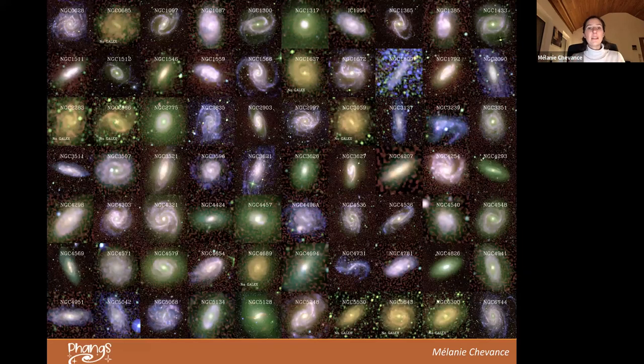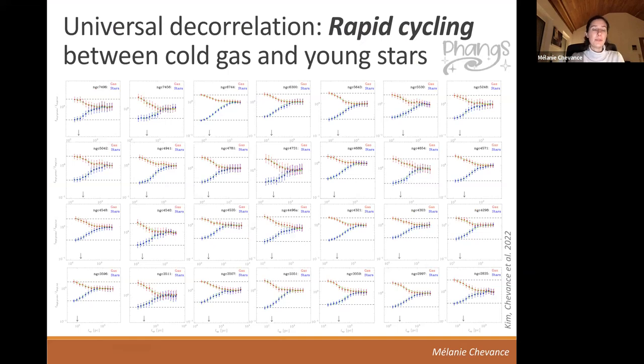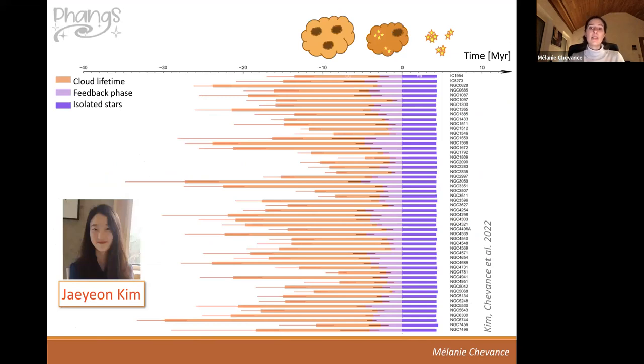And the first thing that we've noticed is that this characteristic decorrelation between gas and stars as you go to smaller and smaller scales exists in all the galaxies that we've seen. So this decorrelation, if you remember, is a direct sign that there is a rapid cycling between gas and stars. So we can quantify this cycling, and this is work done by my student Jeon Kim. She has measured the cloud lifetime and the feedback phase for 54 galaxies, and you can see that there is a variety of cloud lifetimes and feedback time scales here.